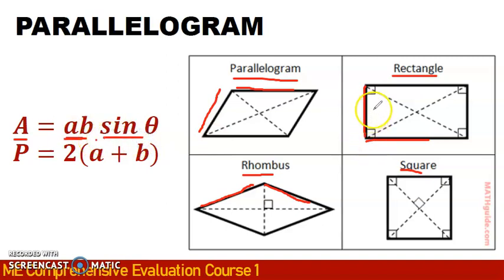For a rectangle, the angle between them is 90 degrees, as well as for a square. For a rhombus, this is different. For a parallelogram as well, you need to have this data, the angle between the sides and the sides themselves, so that you can get the area. For the perimeter, this is just twice the sum of A and B, or basically the sum of all the sides. This is your perimeter of a parallelogram.